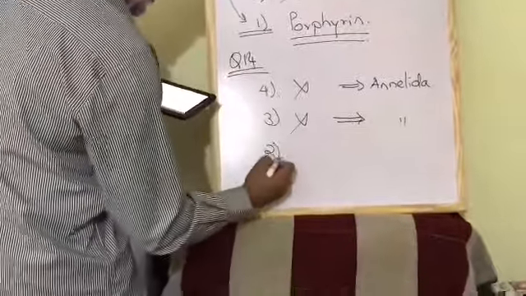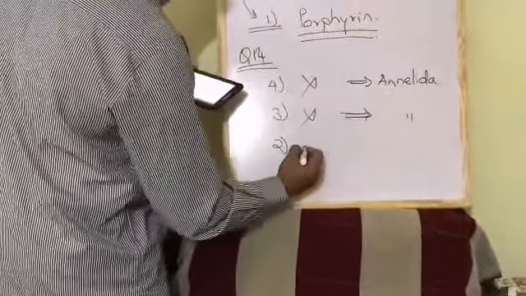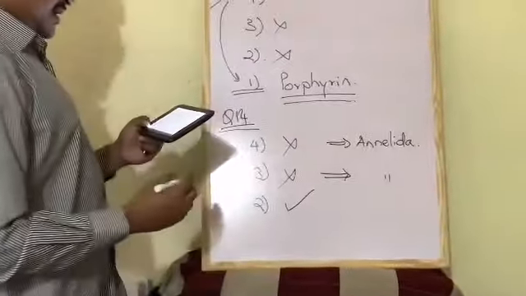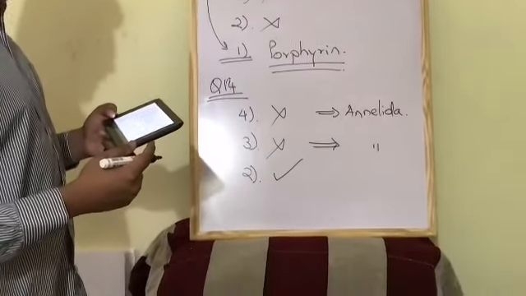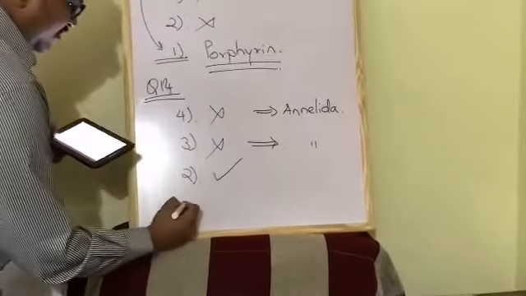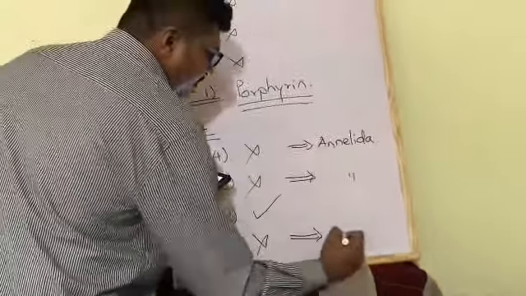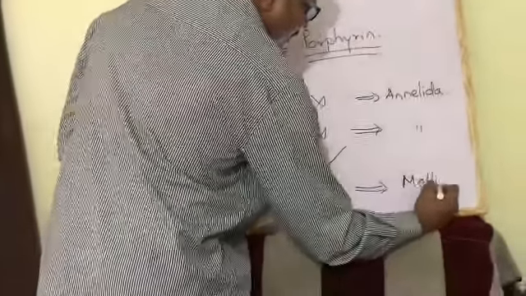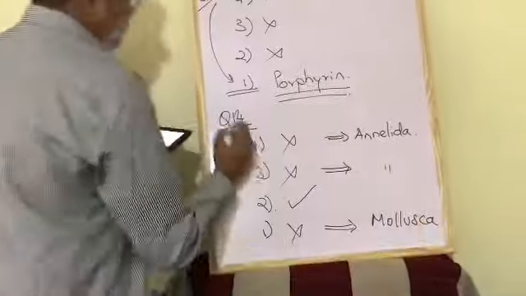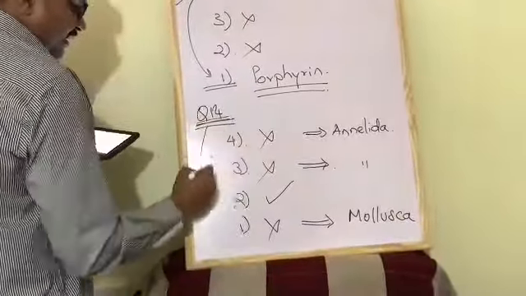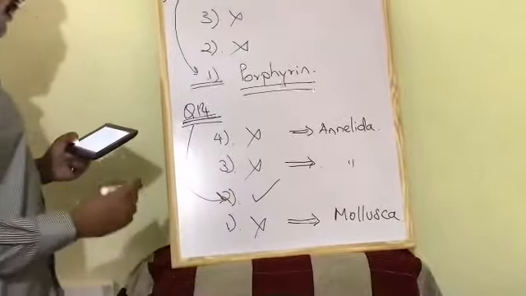Next comes option number 2, which is termite, and termite is a type of insect, so it comes in phylum Arthropoda. Option number 1 is octopus, and octopus is incorrect because it belongs to phylum Mollusca. So question number 14, the correct answer is option number 2.